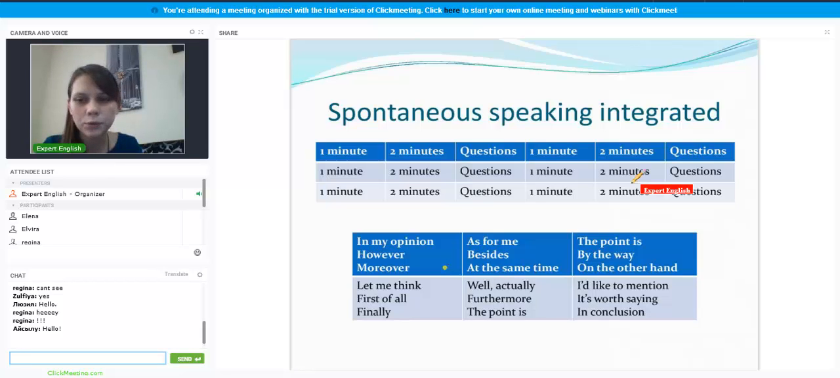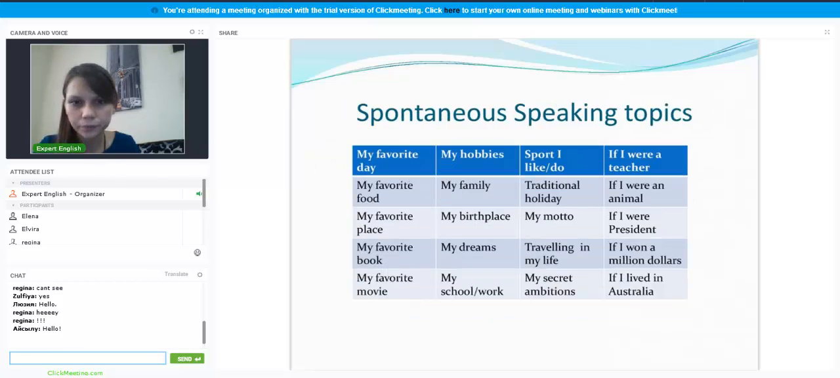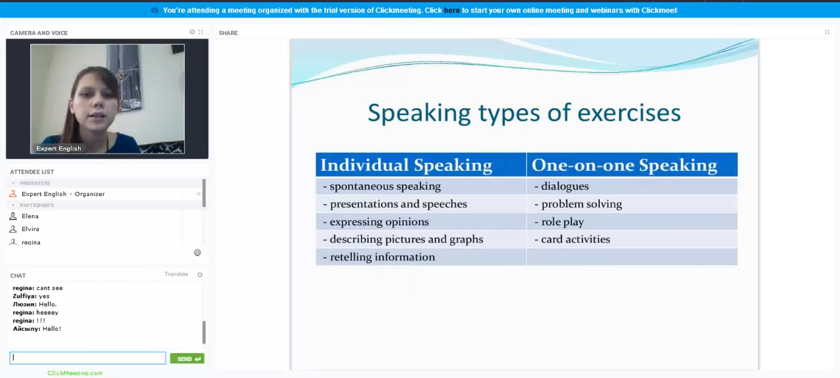The same can be done with some other topics. You can always upload topics. You can always use some fixed vocabulary which you study, and they have to integrate not just some collocations, not just linking words, but also something from targeted vocabulary. So, and just a second. So this is for spontaneous speaking.